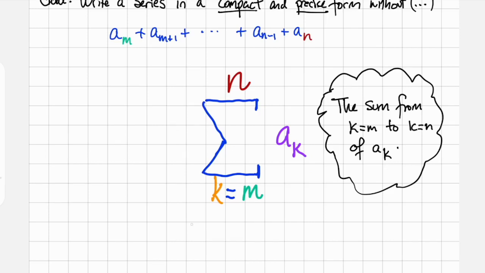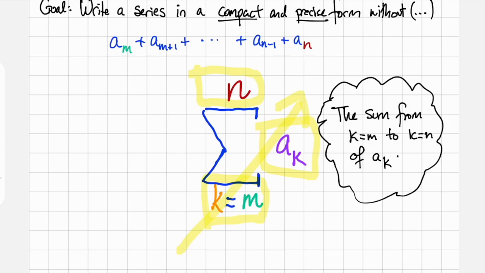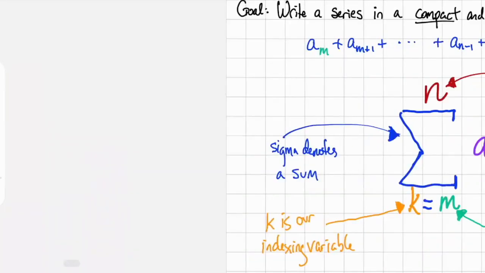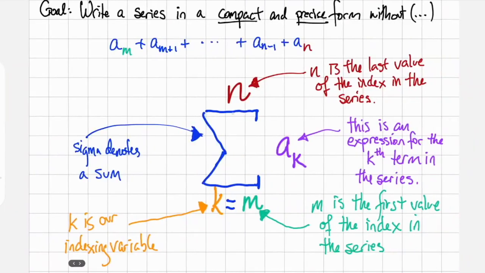The way you should approach this is to read in this direction. We should read this notation as the sum from k equals m to k equals n of a sub k. So let's make sure we understand what this means. First, when you see a sigma, this is a capital sigma, that denotes that we're going to be summing things together.